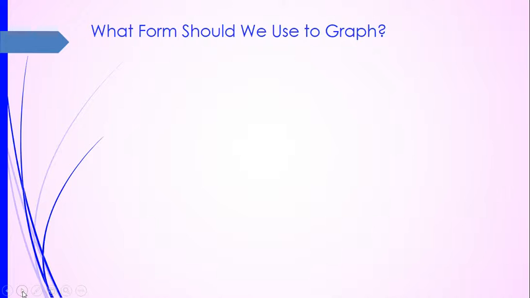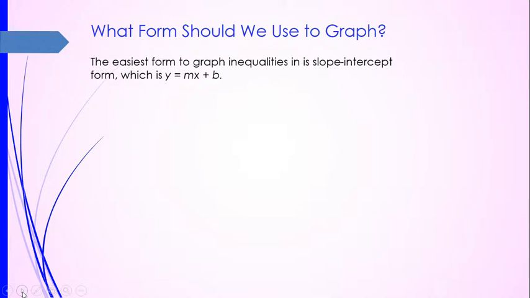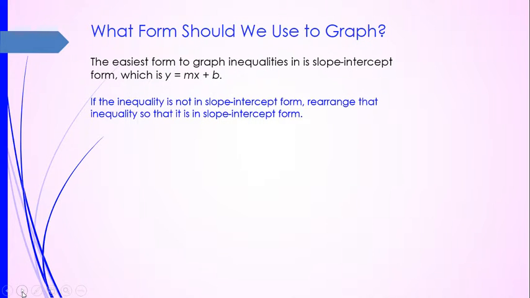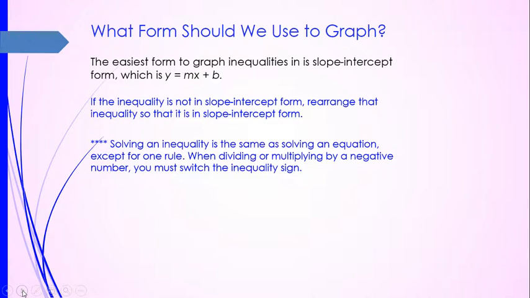So what form should we use to graph? All right, well, when we're graphing inequalities, we need to use the slope-intercept form. This will help us determine where to shade the graph, and we'll talk more about that later. All right, so if the inequality is not in slope-intercept form already, then we need to rearrange that inequality so that it is in slope-intercept form.